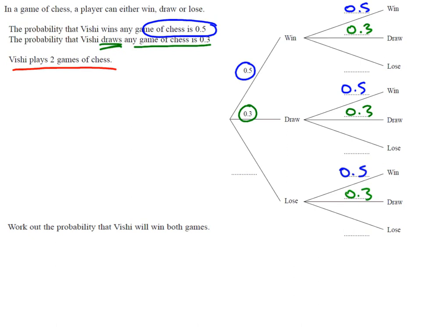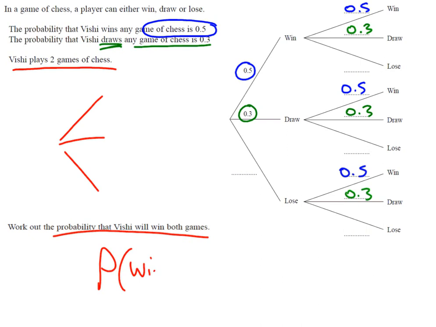She plays 2 games of chess. It's drawn the diagram for us. I told you don't always have 2 options. You could have 3, even 4, even 5, whatever. Okay? But then you'd probably want a computer to start doing it for you instead of you. Work out the probability that she wins both games. Okay? Win, then win.